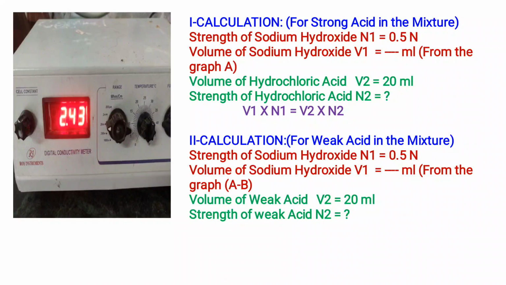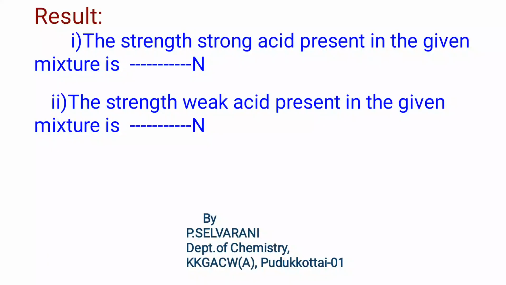In the second step, we have to determine the weak acid strength. The strength of sodium hydroxide is 0.5 N. The volume of sodium hydroxide is taken from the graph. The volume of weak acid is 20 ml. From these values, we can calculate the strength of the weak acid present in the mixture. As a result, the strength of the strong acid and the strength of the weak acid present in the given mixture can be calculated.